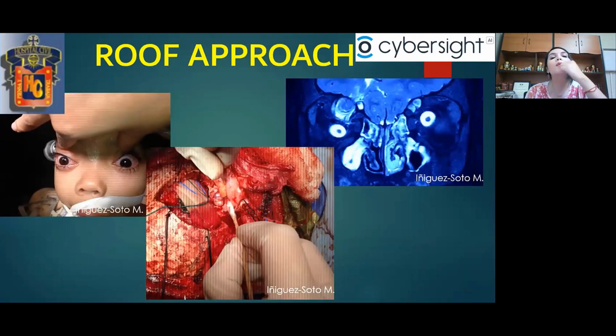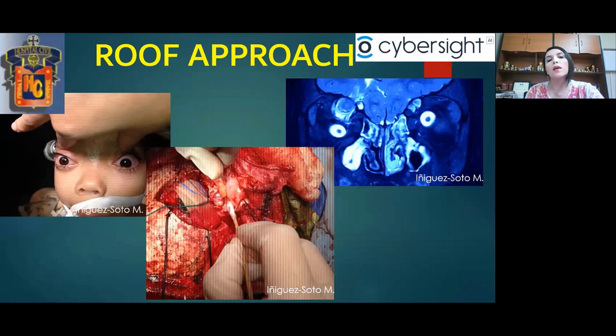Well, for the roof approach or intracranial approach, we have to ask for some help from the neurosurgery service, because here we have an astrocytoma. We have the resonance that shows that a mass is getting inside the orbit, and it's a little boy of 3 years old. So in this situation, the ophthalmologist cannot get inside alone. We must have a multidisciplinary team that helps us.